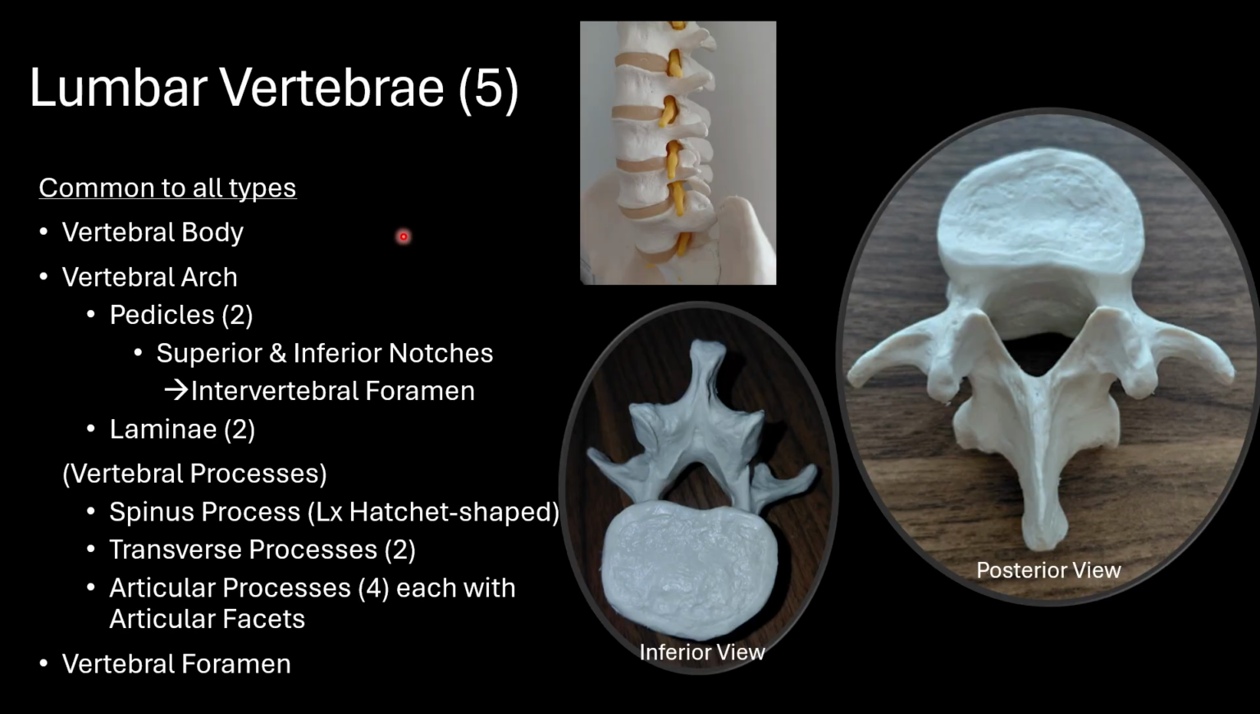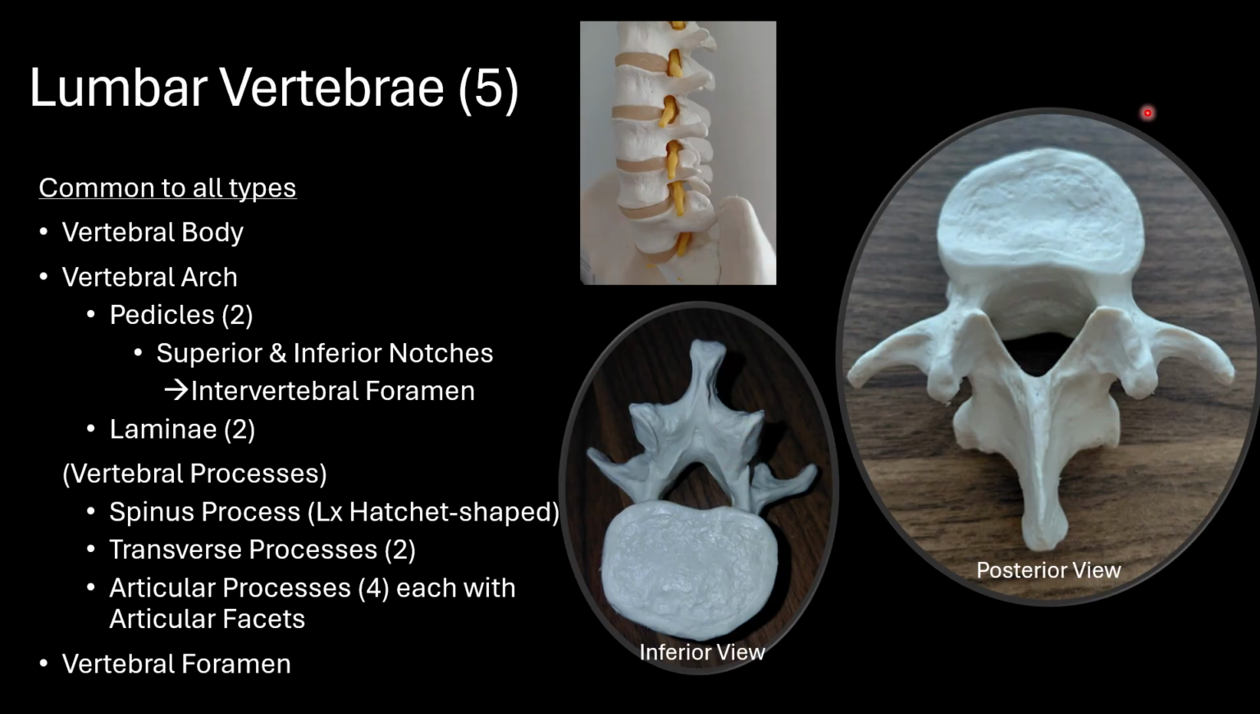Now moving on to the lumbar spine. Again, here are the common parts to most all vertebrae, and we've identified them all in the very first slide. The only thing in addition to those is now we have an inferior view, and you can see the inferior articular processes and the inferior articular facets, the smooth shiny part.